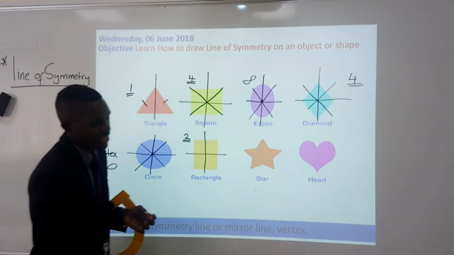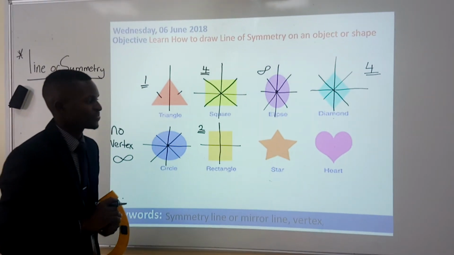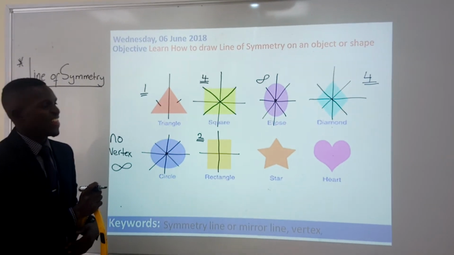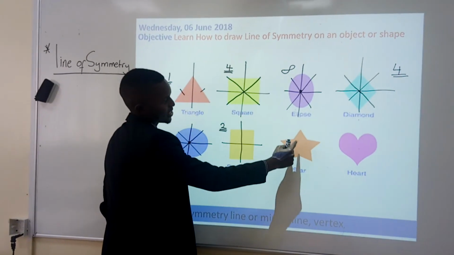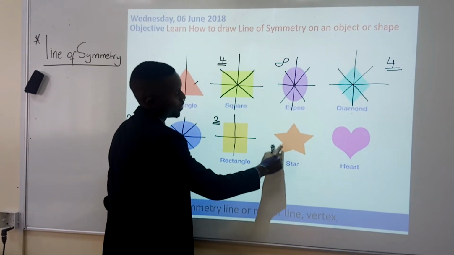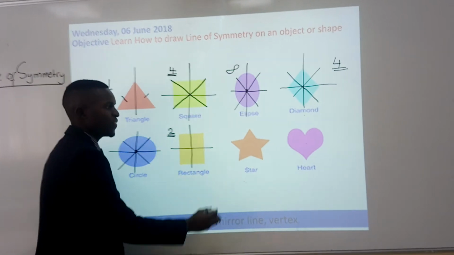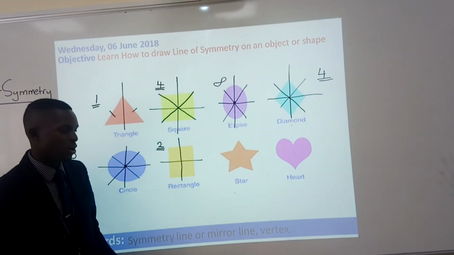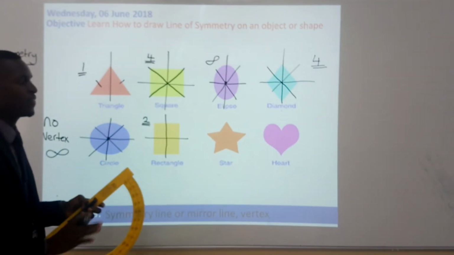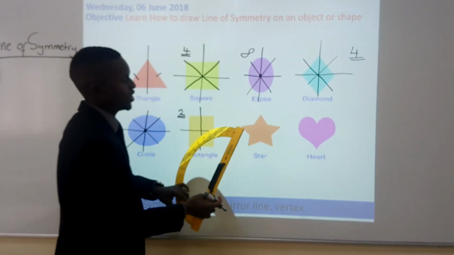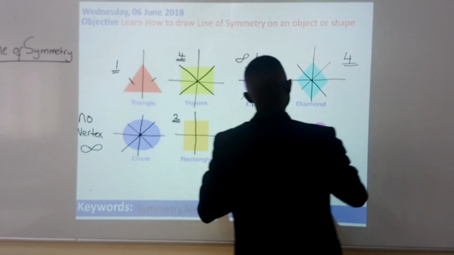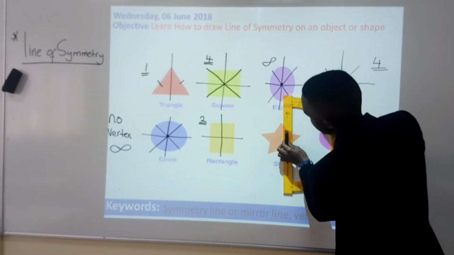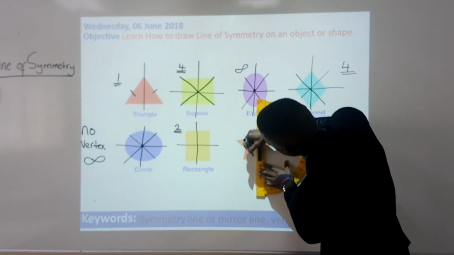We have got a star. We all have stars because they are all stars. A star, you've got 5 vertices: 1, 2, 3, 4, and 5. So from the first vertex, let's make a line down so that we can see that we have a line of symmetry. So from this, we can simply say we have got a line of symmetry from this vertex running down.